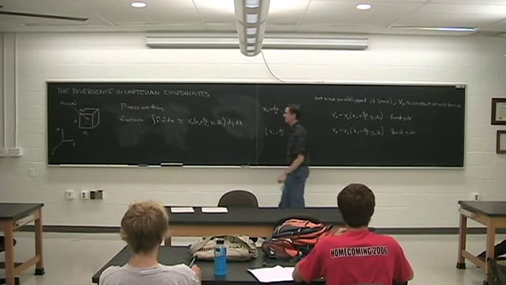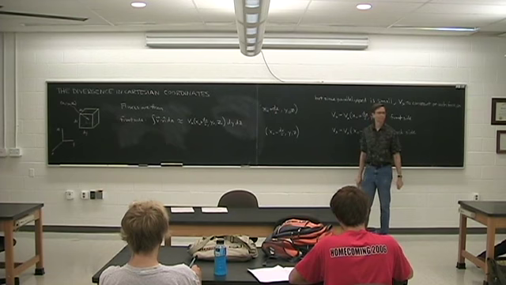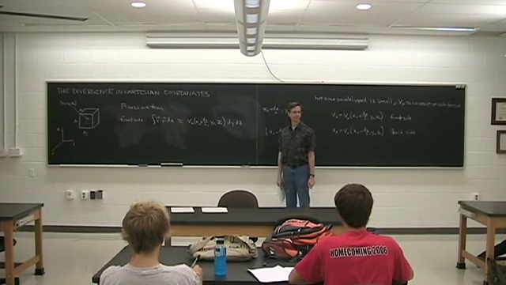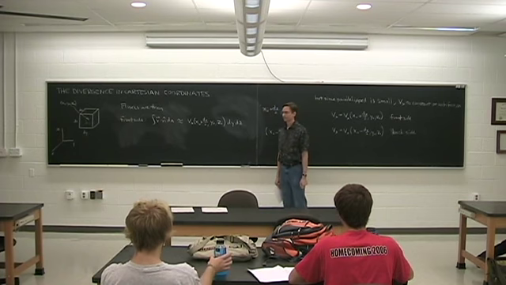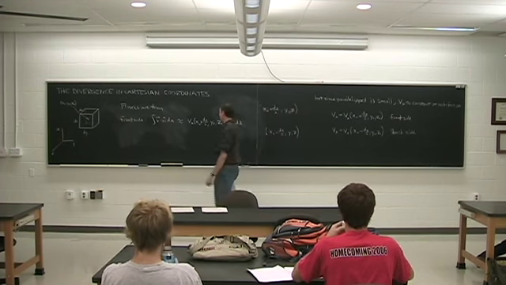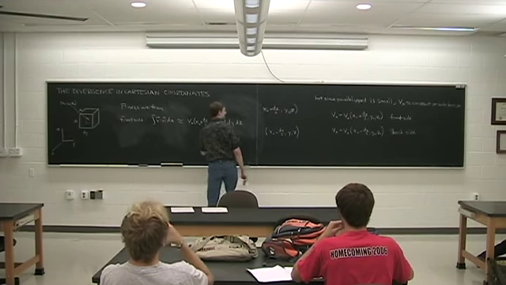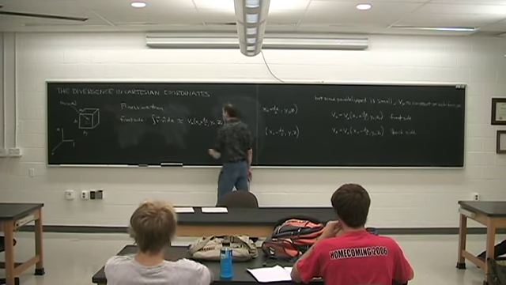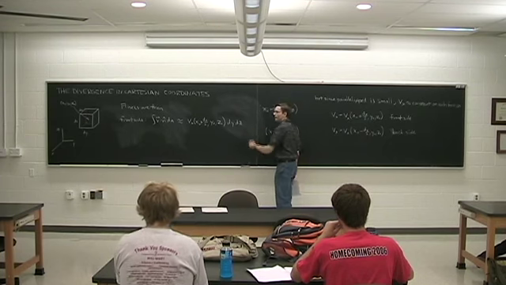Times dy dz. Why did I say times dy dz? That's just the area of the face, right? Yeah, in other words, v dot n hat is that, and then we multiply by dA, the area of the face, which is dy dz.